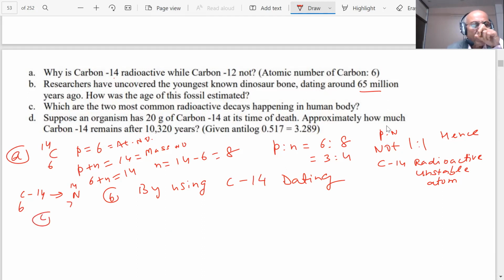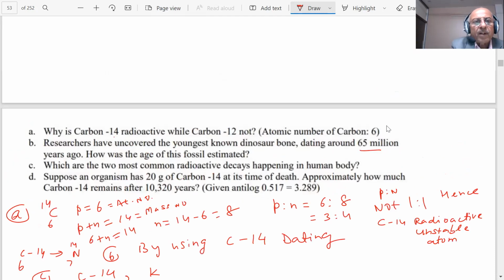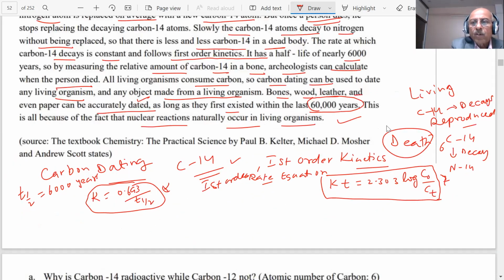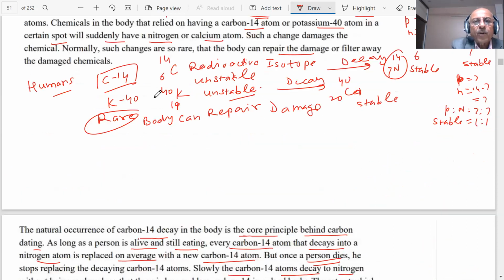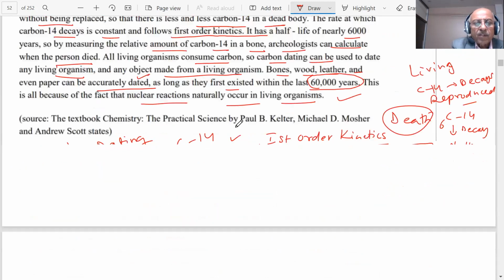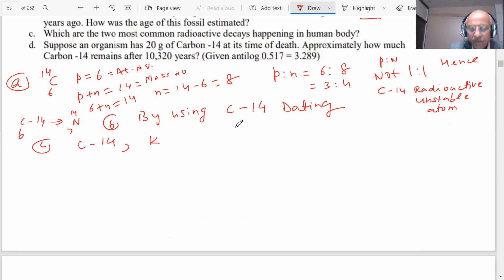C says, which are the two most common radioactive decays happening in the body? What we said, one is C14 and the other is potassium. You can see the paragraph if you have any doubt. So you have C14 and the other is 40K, potassium. You have seen these are happening in our body. C14 and potassium 40. You already know how we write carbon 6, 14 and potassium atomic number 19, 40.